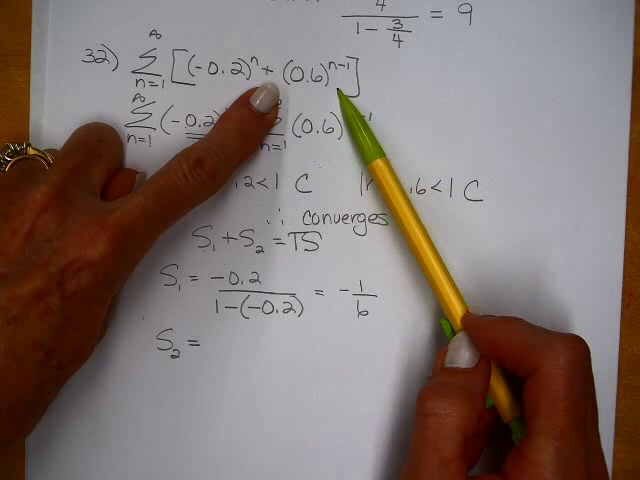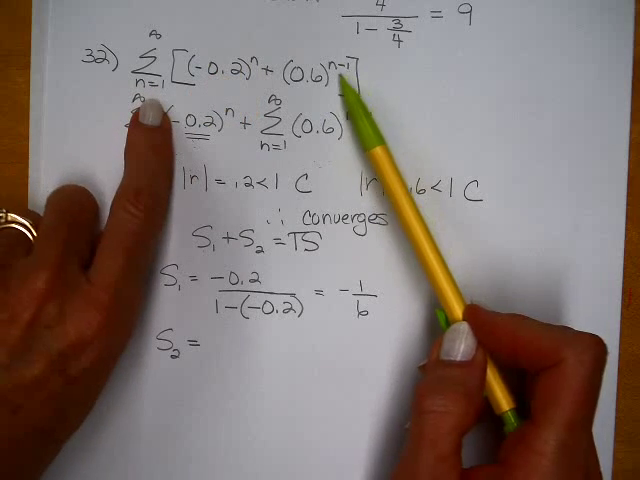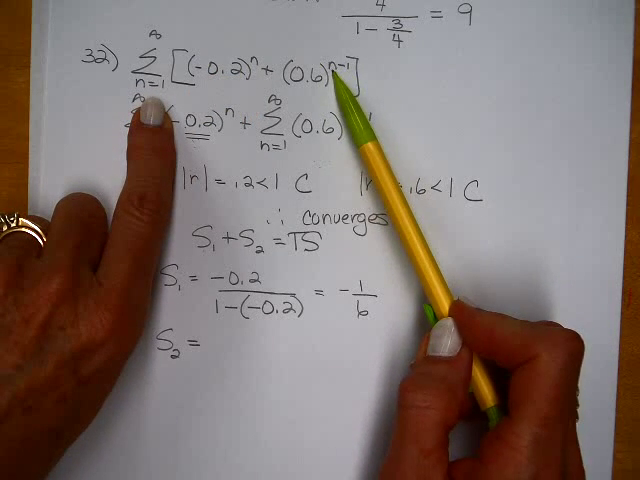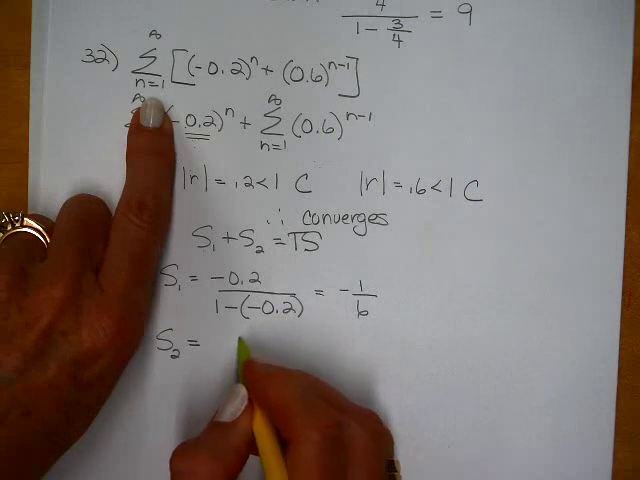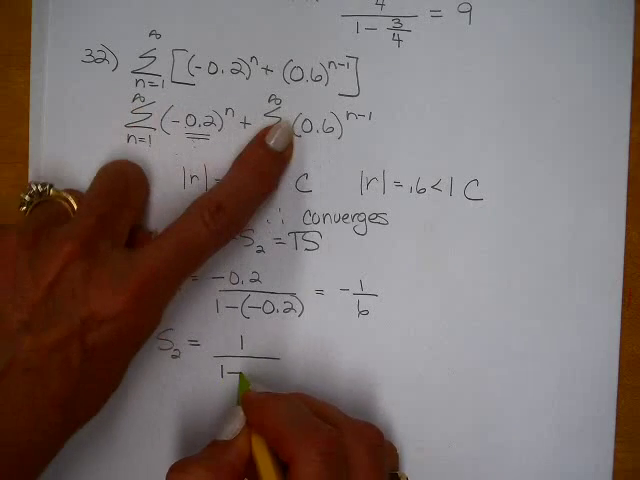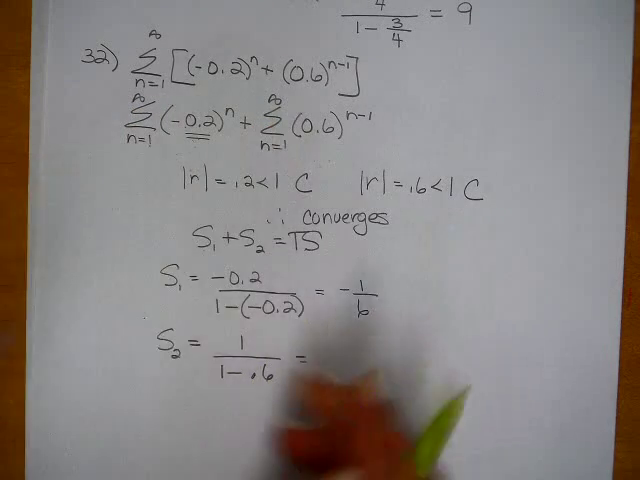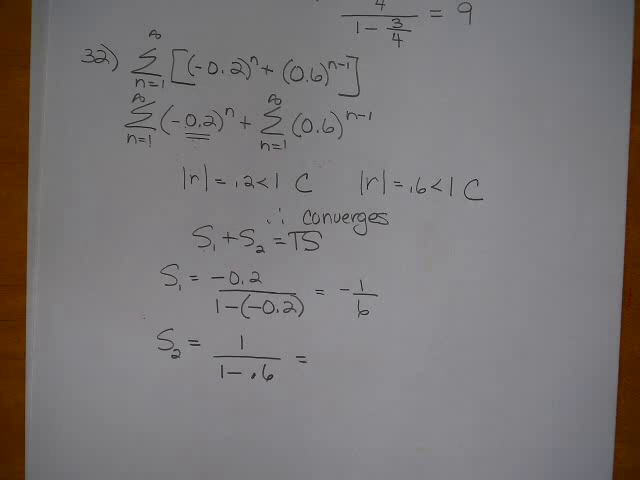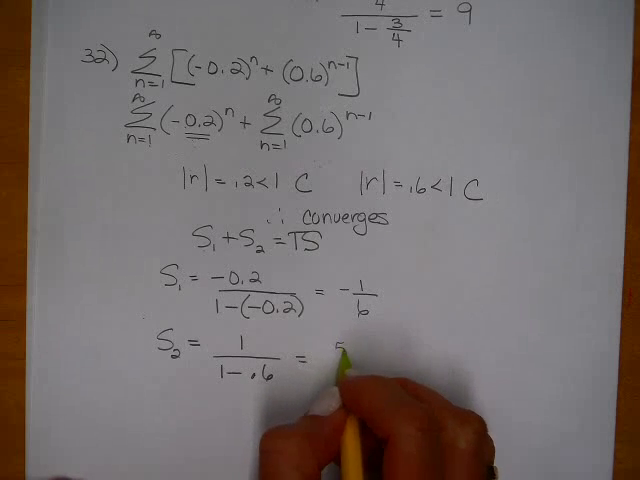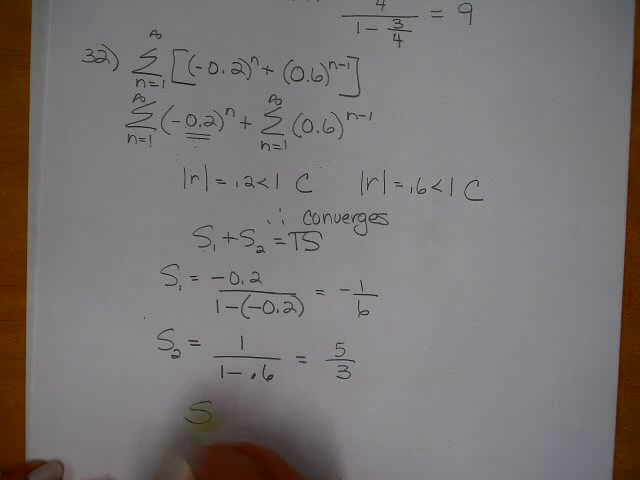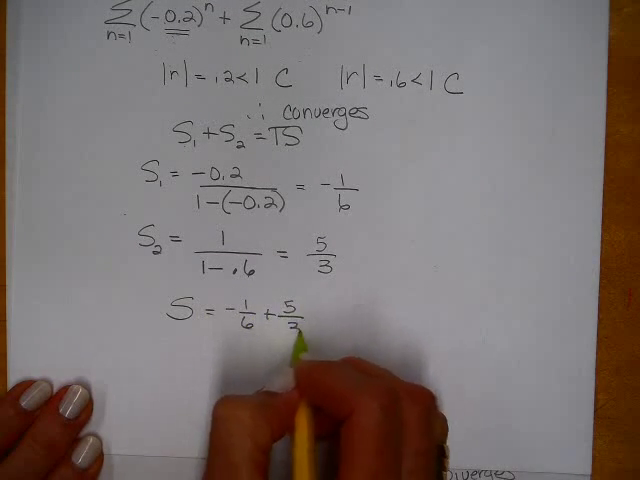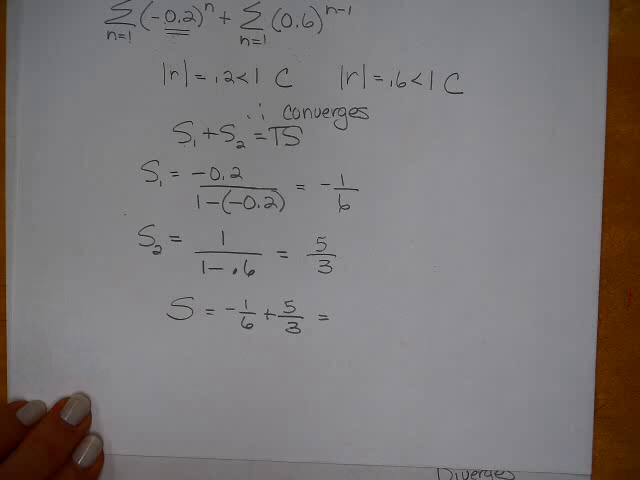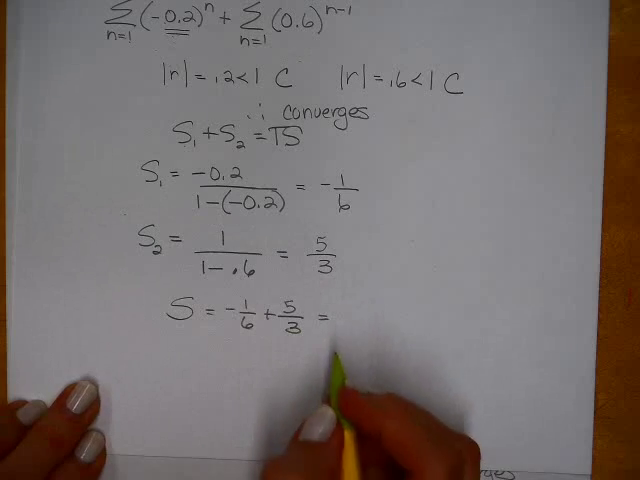All right. On the second one, the first term: this is 0.6 to the 0 power, which is 1. First term is 1 over 1 minus your common ratio, which is 0.6. And I believe I got 5/3 on that one. So the total sum is negative 1/6 plus 5/3, which looks like it's 3/2.